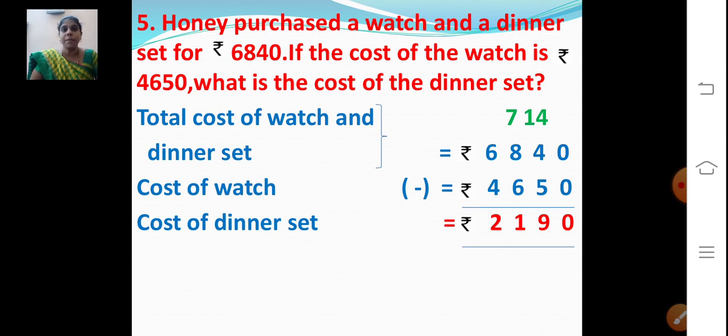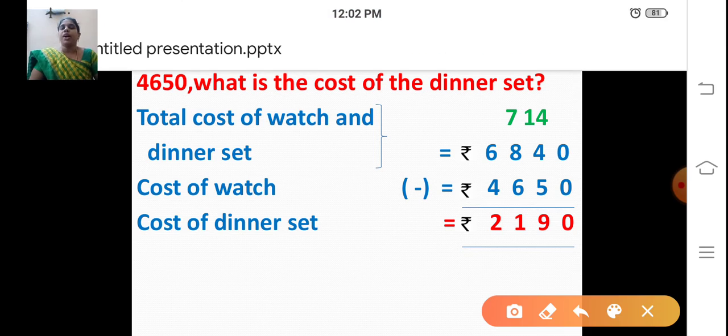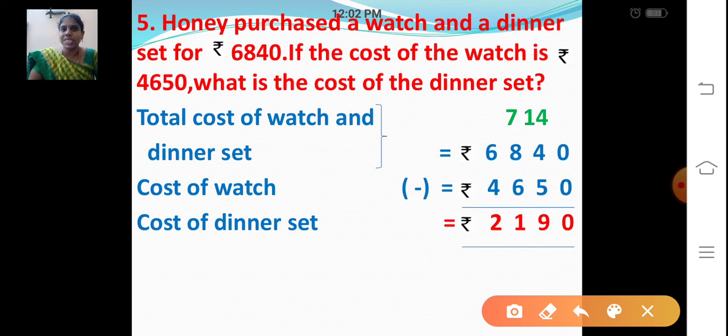Both for 6,840. We know the cost of one. If the cost of the watch is 4,650, what is the cost of the dinner set? Shall we find out the cost of the dinner set now? Yes, write down the total cost of watch and dinner set. Write down the statement. Have you all written? Total cost of watch and dinner set.